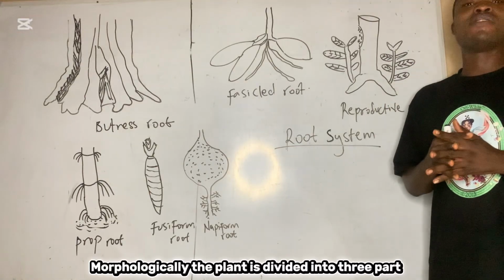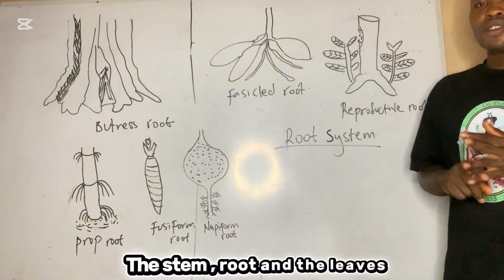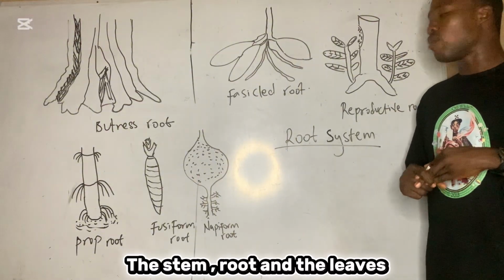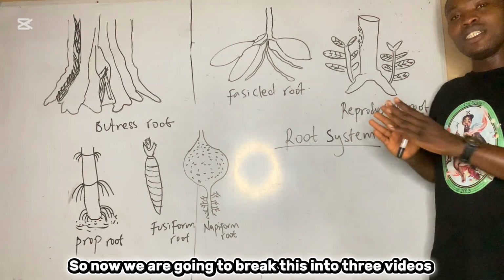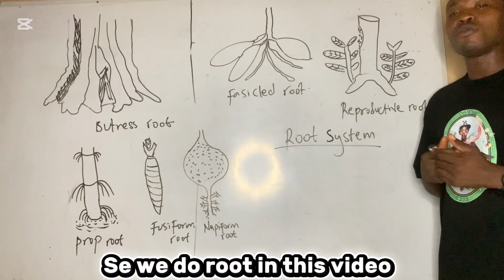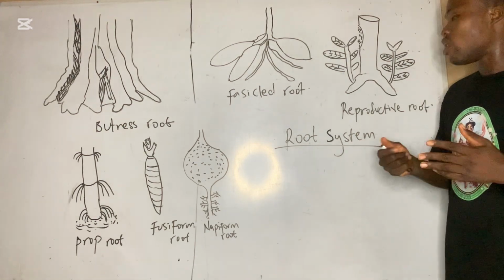Morphologically, the plant is divided into three parts: the stems, the roots, and the leaves. So, now I'm going to split this into three videos. So, roots in this video. Now, I'll dive into it quickly.